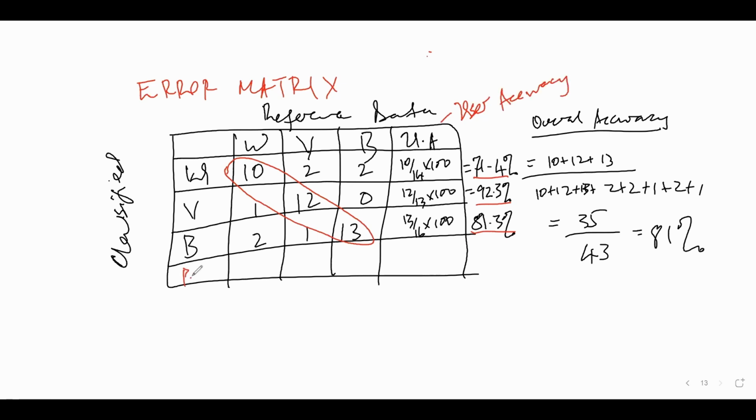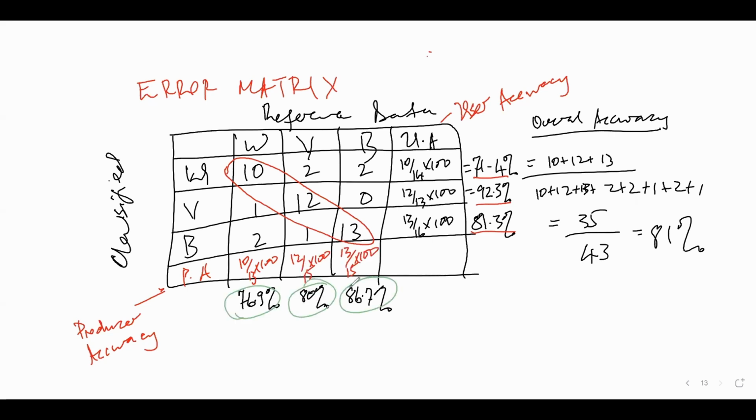Then we also have another term called producer accuracy. It's calculated similarly. So 10 over 13 times 100, 12 over. What is the producer accuracy telling us? It is giving us the accuracy with which the algorithm has performed. So with the algorithm that you have chosen, it has a 76.9% accuracy of detecting water. It has an 80% accuracy of detecting vegetation and 86.7% accuracy of measuring built-up area.